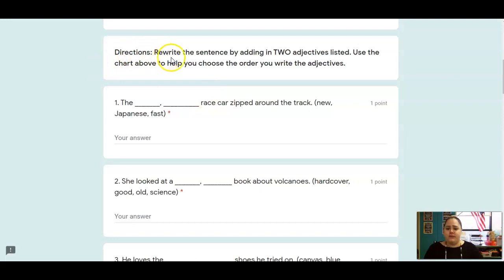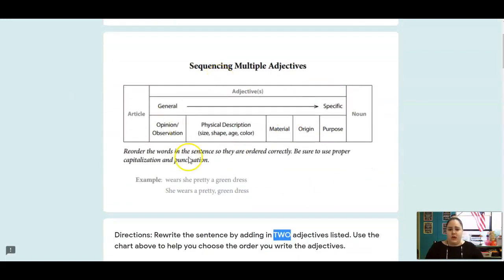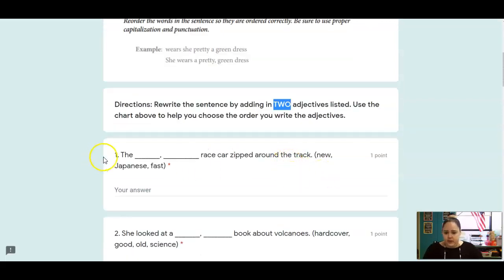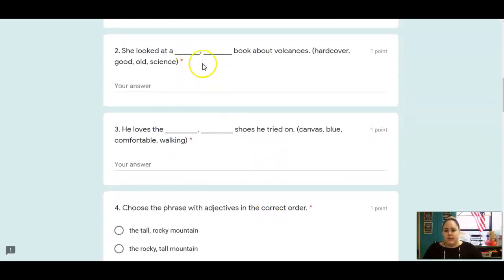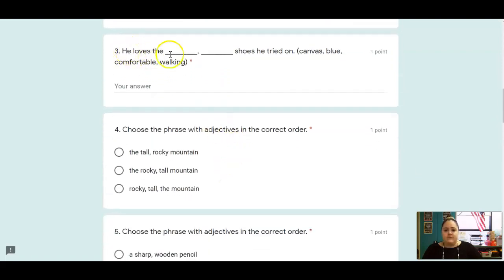Okay, so you're going to rewrite these sentences, and you're going to pick just 2 of the adjectives that are listed, and use the chart here to figure out what order you need to put them in. So the blank, blank race car zipped around the new track. You're going to pick 2 of these, new, Japanese, or fast. Plug it into the sentence and rewrite it here. Number 2, she looked at a blank, blank book about volcanoes. Hardcover, good, old, science. Number 3, he loves the blank, blank shoes he tried on.